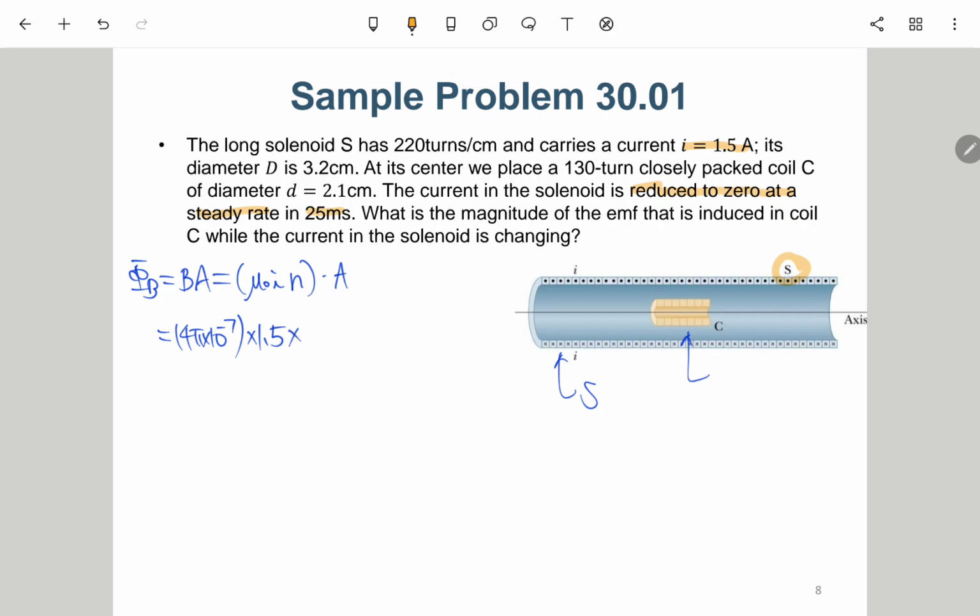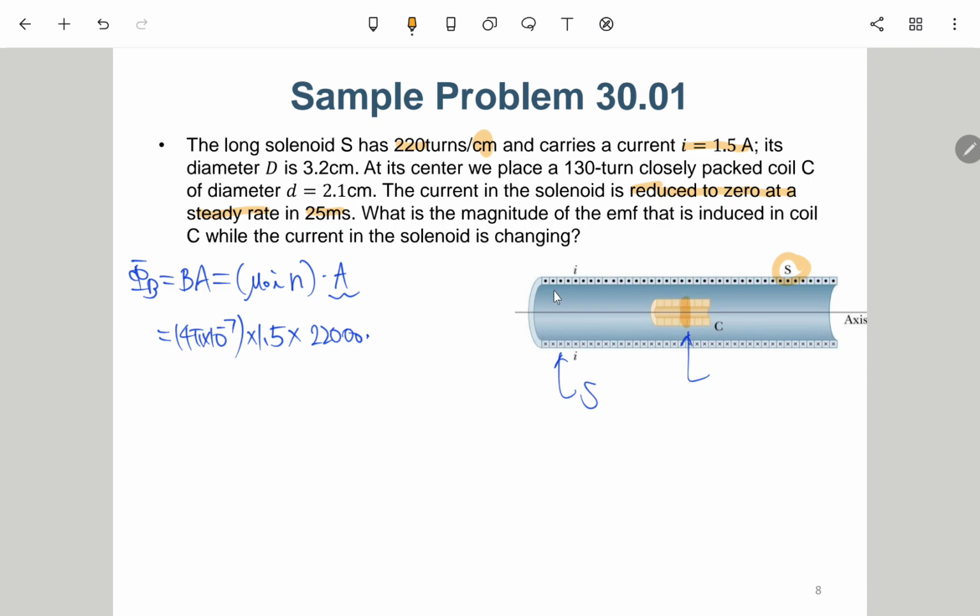N is actually here 220 per centimeter. So 220 turns per centimeter means 220 times 100 turns per meter. So this is 220 with 2 additional zeros. And then times the cross-section area. We would like to consider the cross-section area for C rather than S.